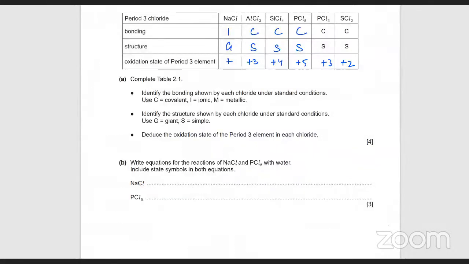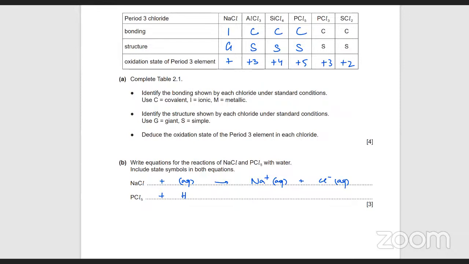So what is the reaction of NaCl? It's just going to turn into... So NaCl plus aqueous, it dissociates into aqueous ions. No reaction, it dissolves.